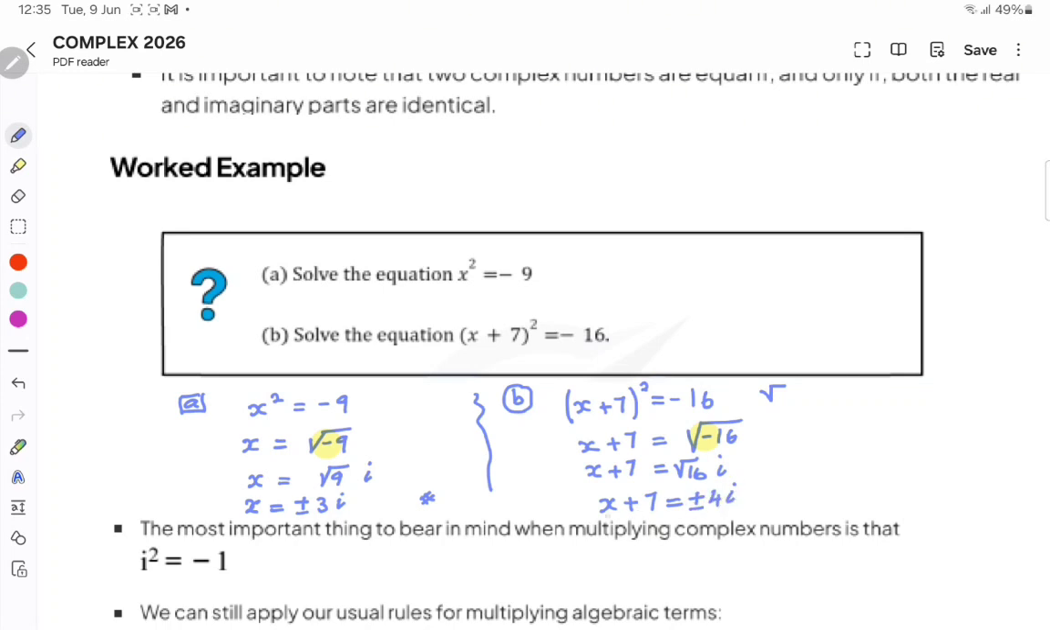Now I have two solutions because I have a number with the x here, 7. So we are going to do that. I have x plus 7 equal to positive 4i, or x plus 7 equal to -4i. In the first one, we shift the 7 to the other side, so the value of x here will be -7 plus 4i. That is the first value of x. And here, we shift that to the other side, so x is equal to -7 minus 4i.